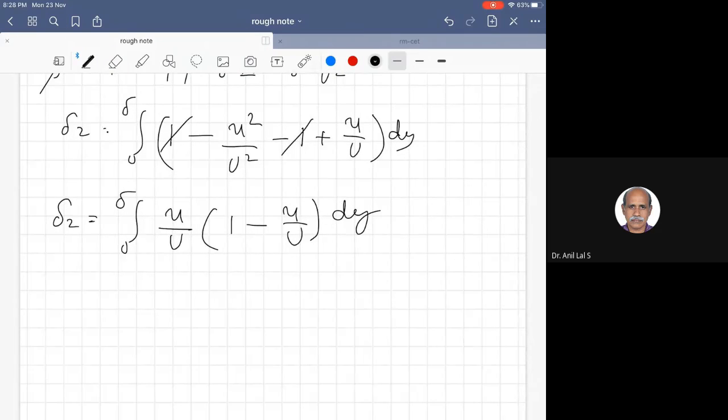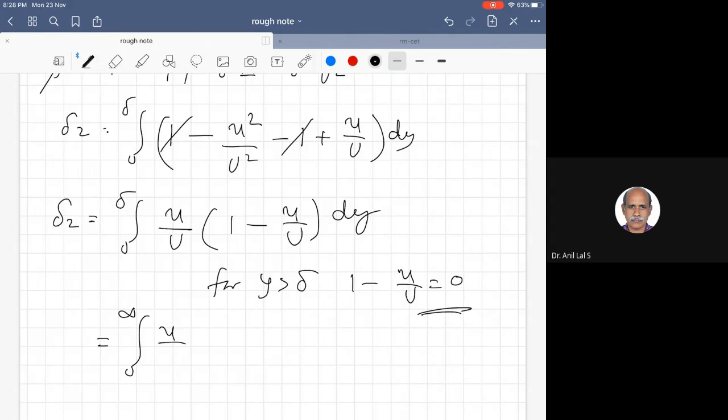And for y greater than delta, 1 minus u by U is equal to 0. So that way this integral can be replaced as integral from 0 to infinity, 1 minus u by capital U dy. So this is about the momentum.